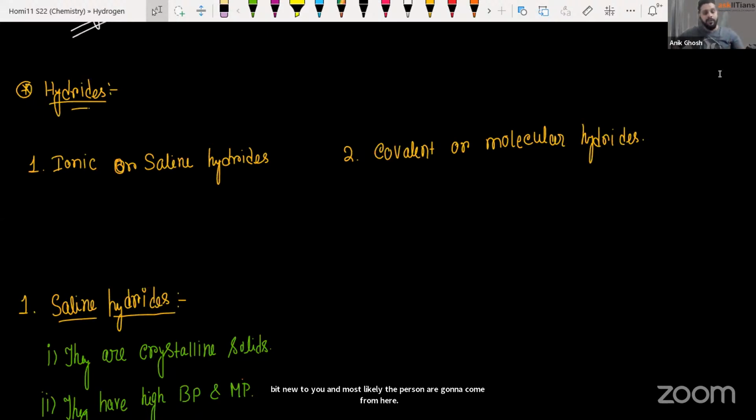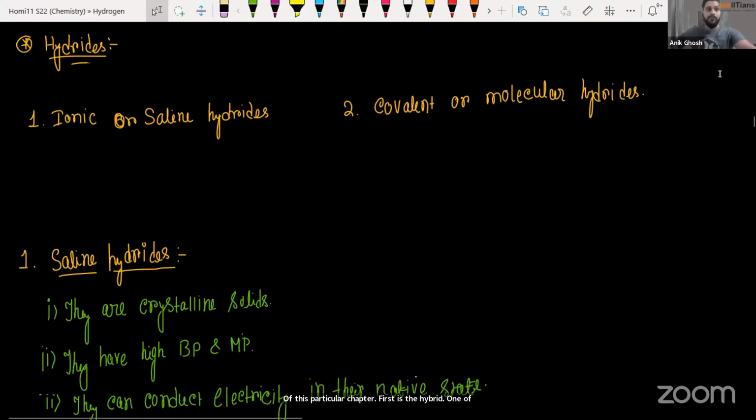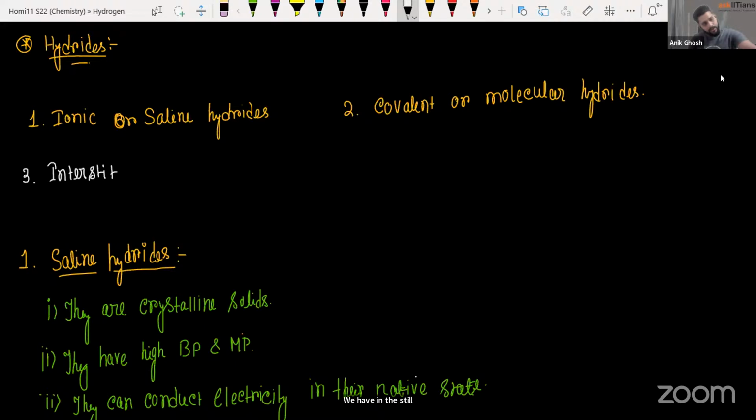All right. So, guys, for the next 45 minutes, you stay with me because I'm going to talk about two important pocket regions of this particular chapter. First is the hydride. How many types of hydrides are there? One is ionic hydride, which is also known as saline hydride. I told you in the beginning. The next one is covalent or molecular hydride, and the third one is interstitial hydrides as well. These are the three types of hydrides that we have here.